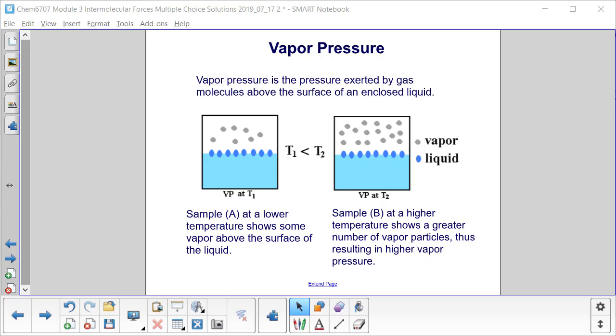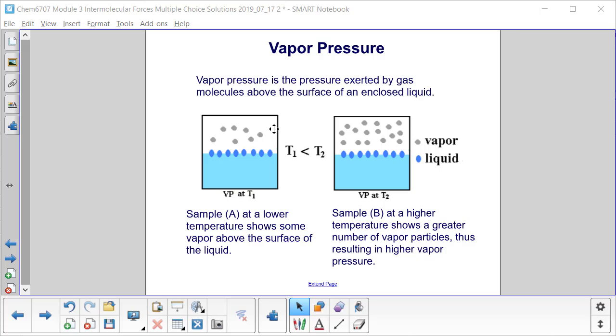What is this vapor pressure? Well, vapor pressure is the pressure exerted by the gas molecules above the surface of an enclosed liquid. You can see in the diagram here we have two temperatures, T1 and T2. T1 is lower, so we're increasing the temperature here. The blue are the liquid molecules at the surface, and the gray are the vapor molecules.